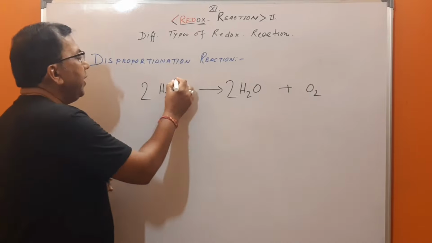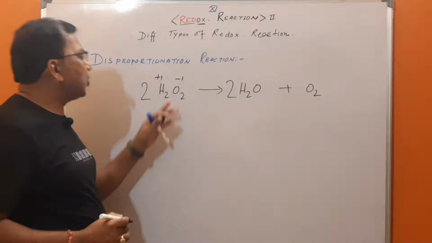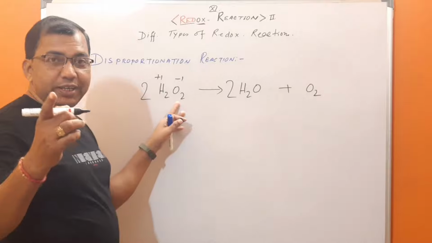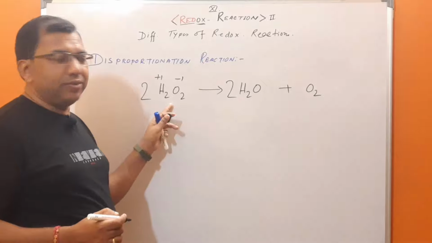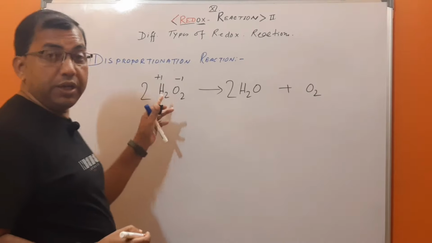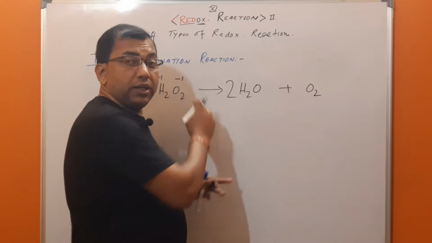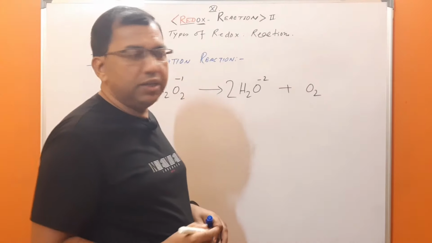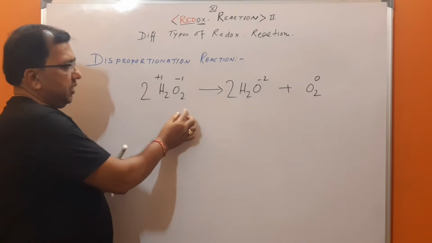It will be -1, and hydrogen will be +1. Most of the students feel that it will be -2, but what I told, in peroxide, in hydrogen peroxide, the oxygen will be -1. All of you made a mistake. Don't make this mistake. Check yourselves. And in this case, this is -1. Out here, in water, the oxidation number is -2, and in O2 it is 0. Clear? Just check it.